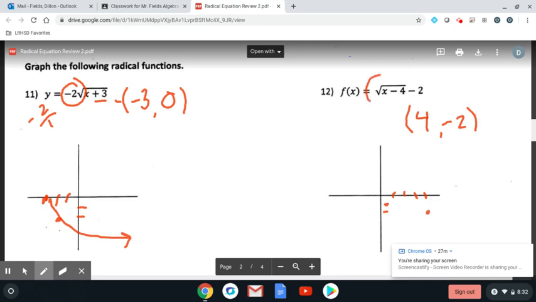Now, in this case, when we look out in front, we don't really see a number. But when you don't see a number, that's really a 1. So that tells me from that 1 point, I'm going to go up 1 and to the right 1, make that second point, and then just form that curve going off to the right.